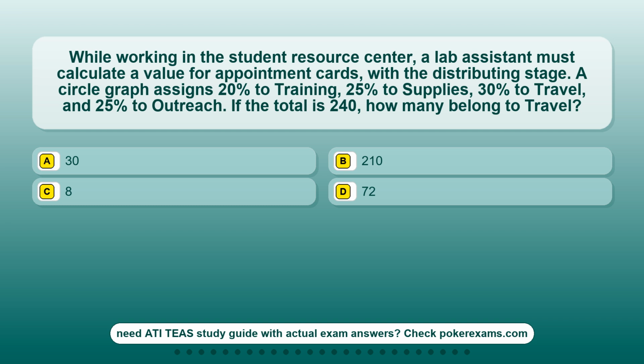Option A, 30. Option B, 210. Option C, 8. Option D, 72. The correct answer is option D, 72.